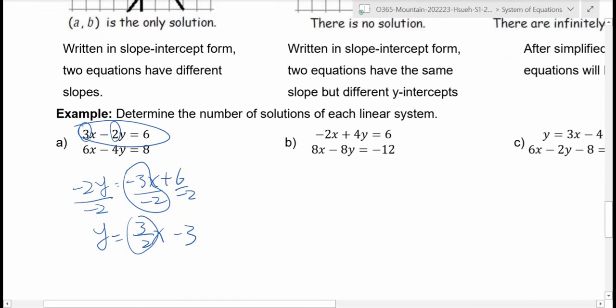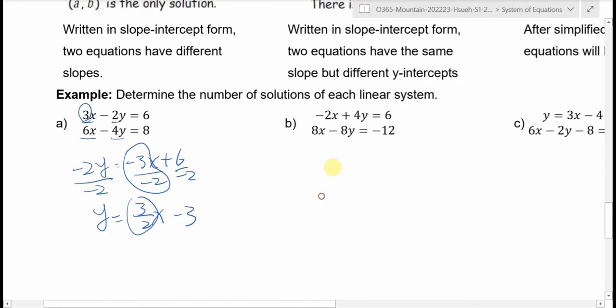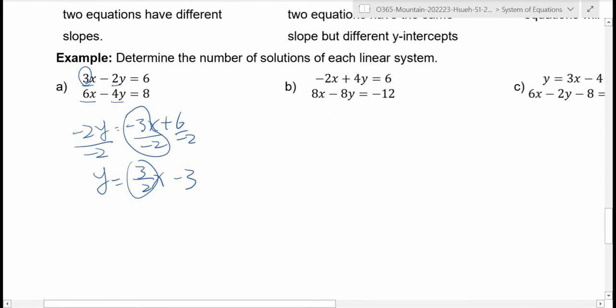For example, if you look at this one here, they will have the same slope because they actually have the same ratio, right? This is 3 to 2. If you reduce 6 to 4, that's also 3 to 2. And therefore you have the same slope. You know what? I'll show you this one, just to show you that they actually will have the same slope if we solve for y.